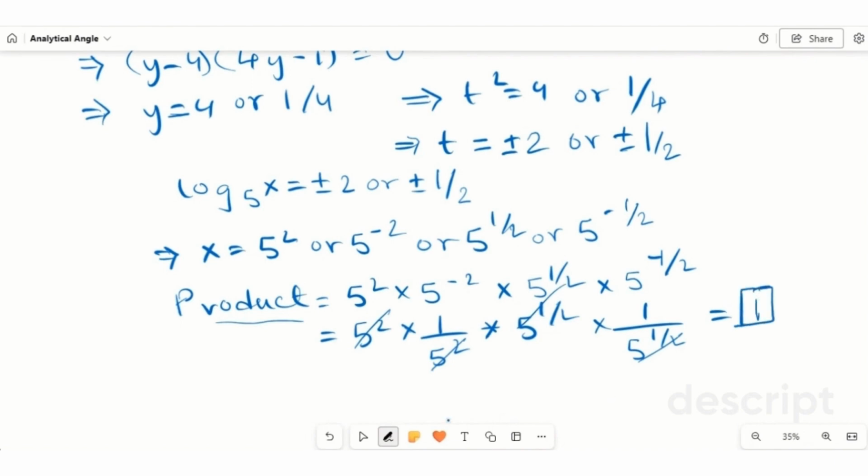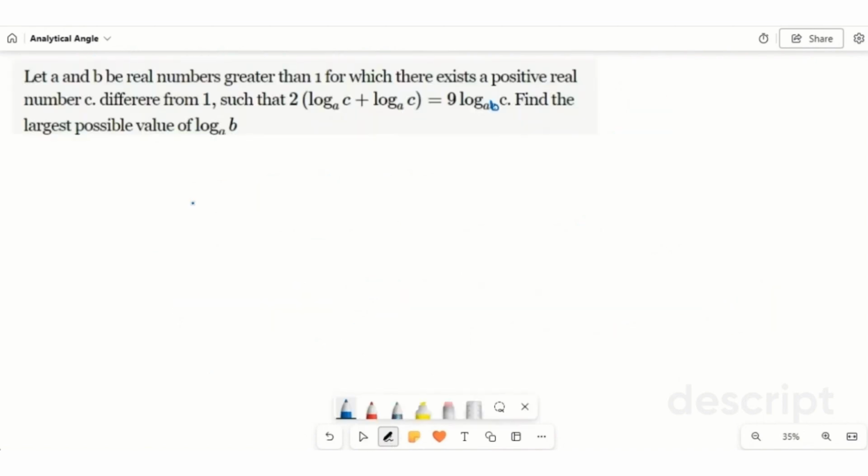So now moving on to the second question. It says, let A and B be real numbers greater than 1 for which there exists a positive real number C different from 1 such that 2 into (log C base A plus log C base B) is equal to 9 log C base AB. Find the largest possible value of log B base A. Now, let us begin.